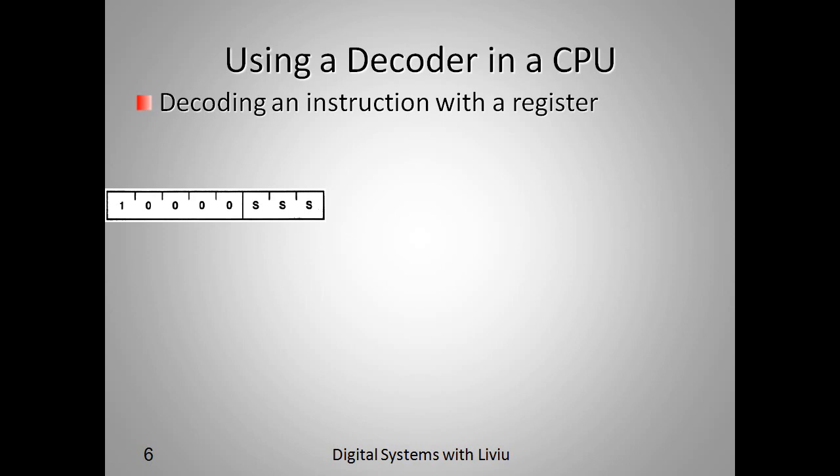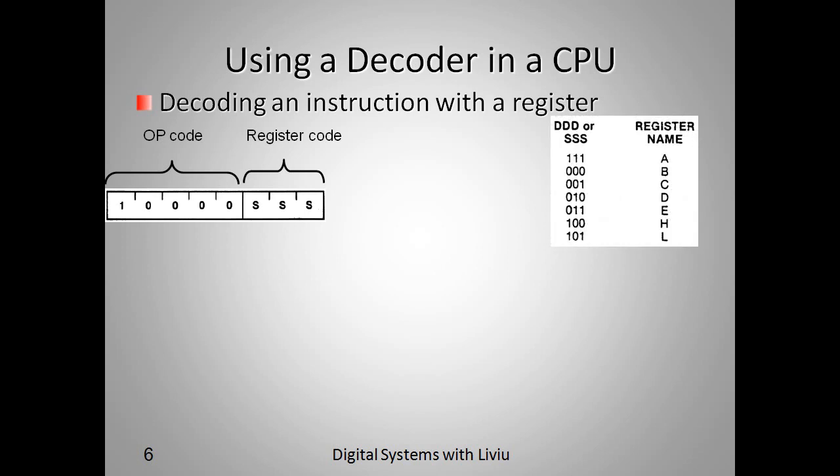This is a coding of a certain command. The first line stands for the opcode of the assembly command, while the 3 bits on the right denote a register code according to the table on the right. Each register used in this processor has a certain 3-digit code. A stands for 111, B could be 000, etc. So in this example, I've chosen to use a coding of the E register, which is 011.